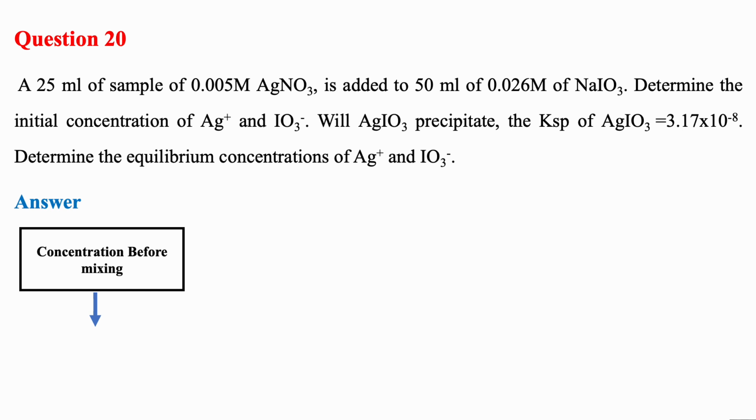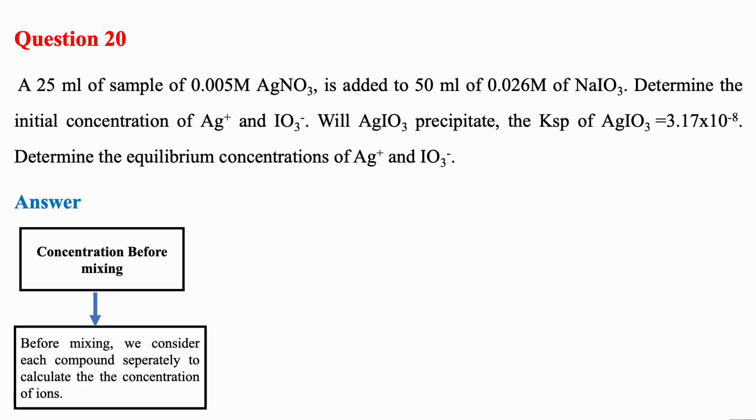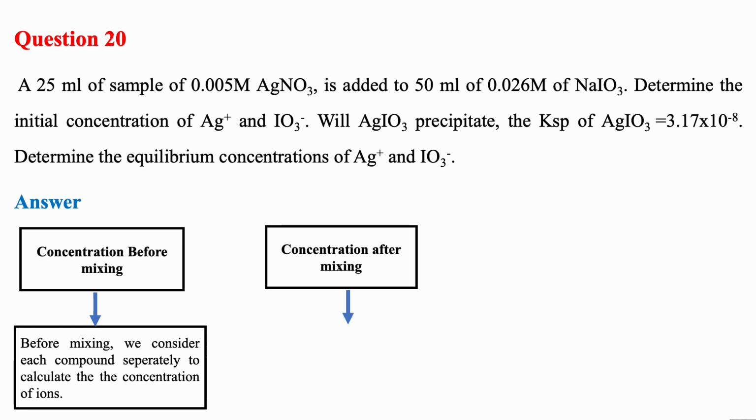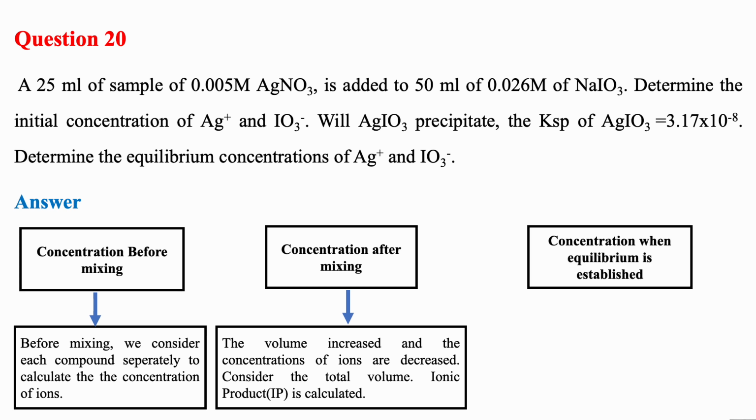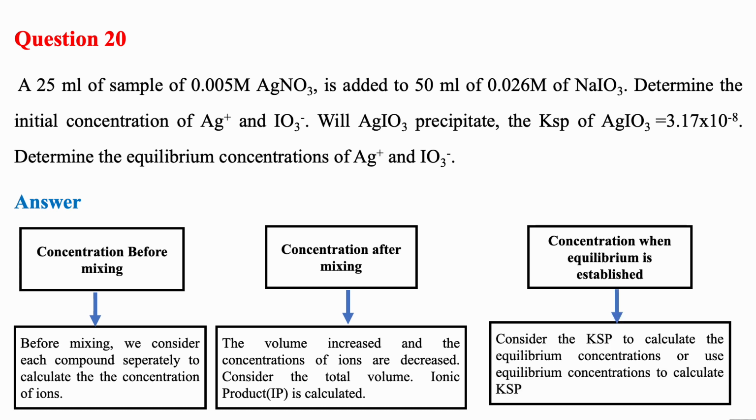So we have a concentration before mixing. Before mixing, we consider each compound separately to calculate the concentration of ions. Then for the concentration after mixing, we consider the total volume. So the volume increased and the ion concentrations decreased. Considering the total volume, we calculate the ionic product. After calculating the ionic product, we determine the concentration when equilibrium is established, because the precipitate is going to be formed, and the precipitate together with the ion that will remain in the solution will form a new equilibrium, and then we determine the concentration at equilibrium. So that's what we'll be dealing with.